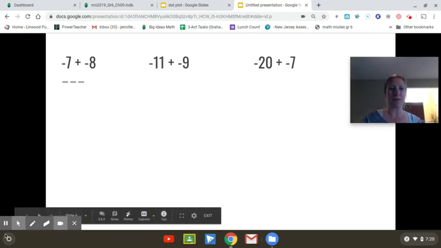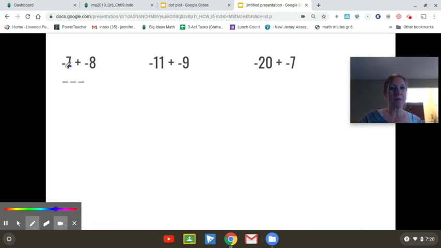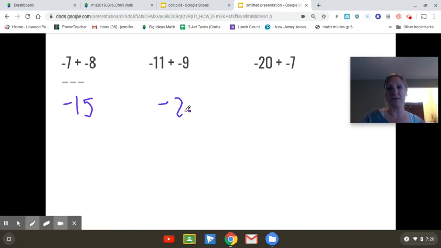All right, on this one, we have negative 7 plus negative 8. You're going to add these values together, and because they're both negative, your answer will remain negative. And here we have negative 11 and negative 9. Well, both negatives will end up giving us a negative 20. And then negative 20 plus negative 7. Again, it's going to be added together to be a negative 27. It stays negative. All right, that's pretty simple, right? Let's continue and look at some other examples, okay?